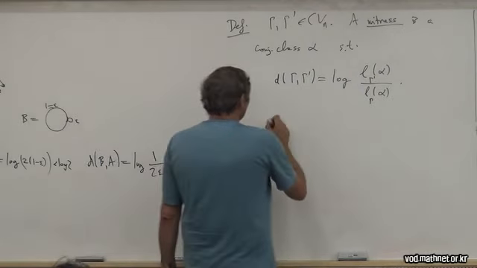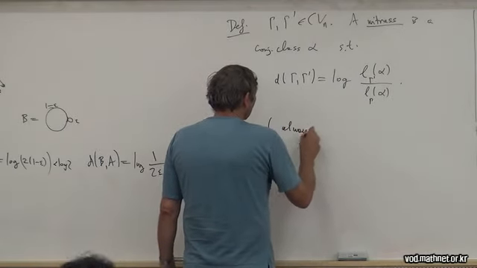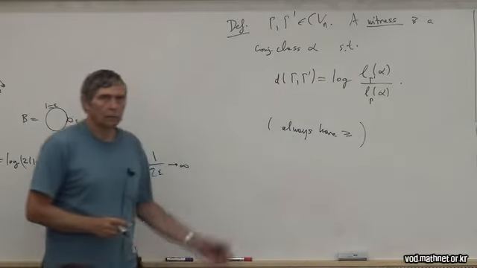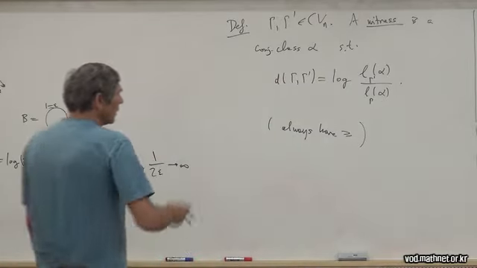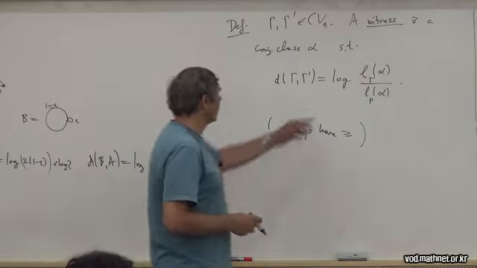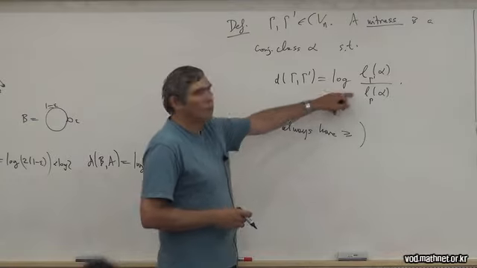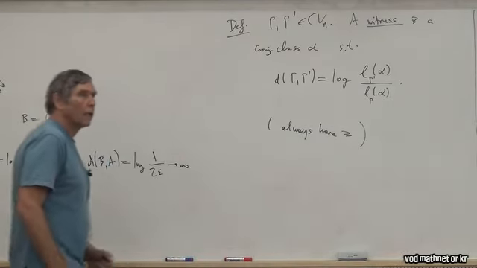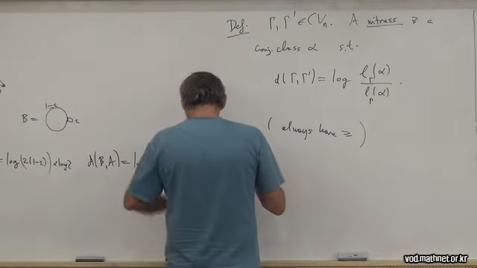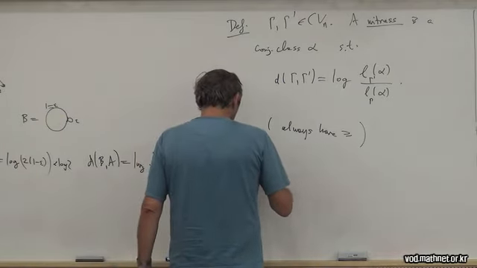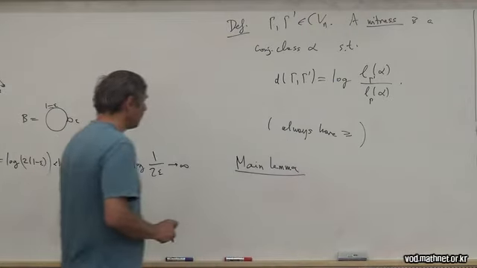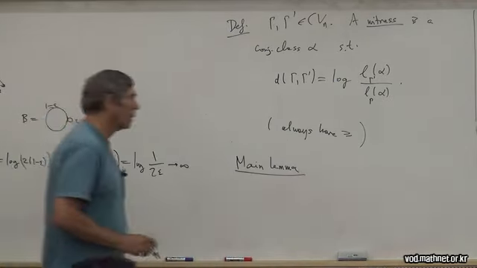Right? We always have greater than or equal, by what I said a minute ago. This always gives you lower bounds, but the witness is the one that actually realizes it. And the main lemma in the subject, which I guess we'll start talking about, is that witnesses always exist.